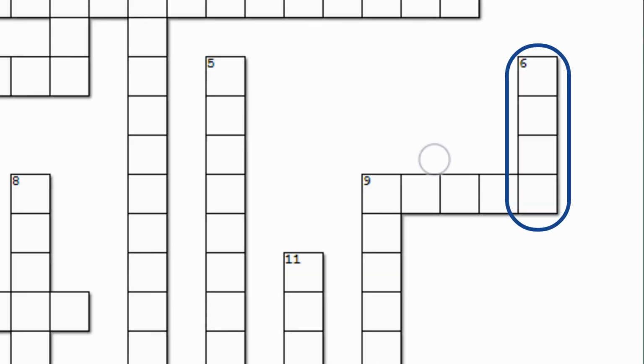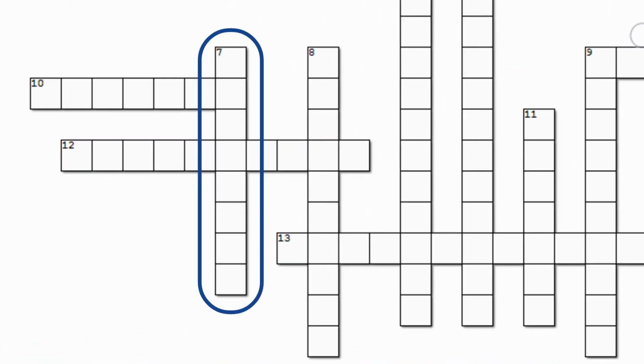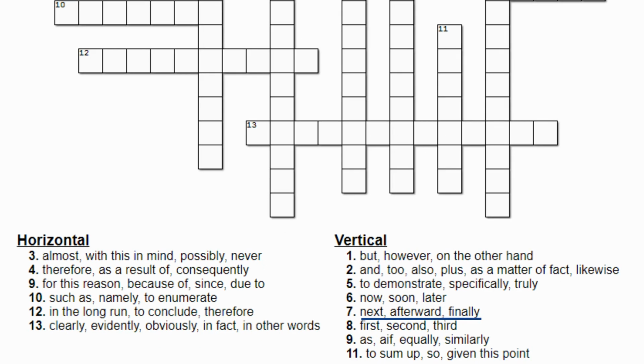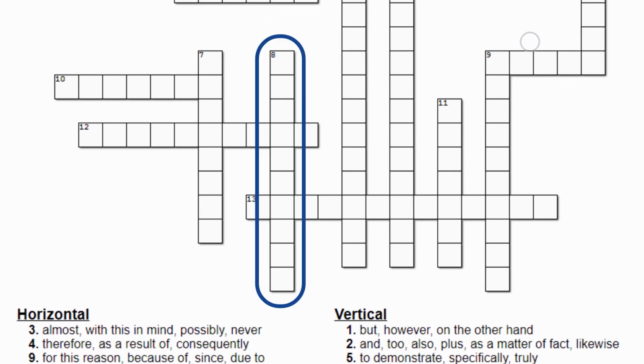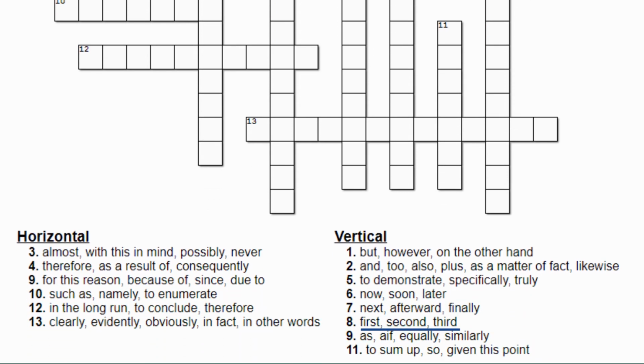Vertical number 6. Signals used are now, soon, and later. Vertical number 7. Signals used are next, afterward, and finally. Vertical number 8. Signals used are first, second, and third.